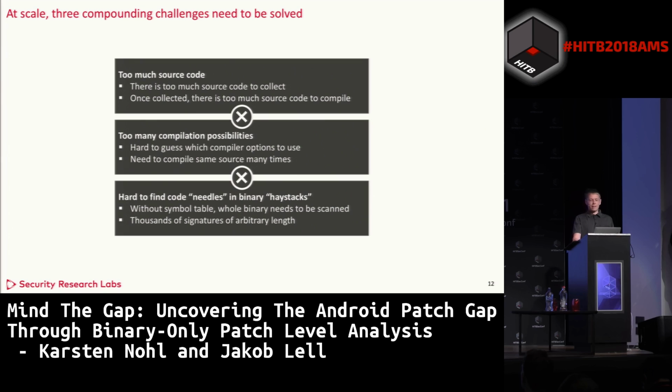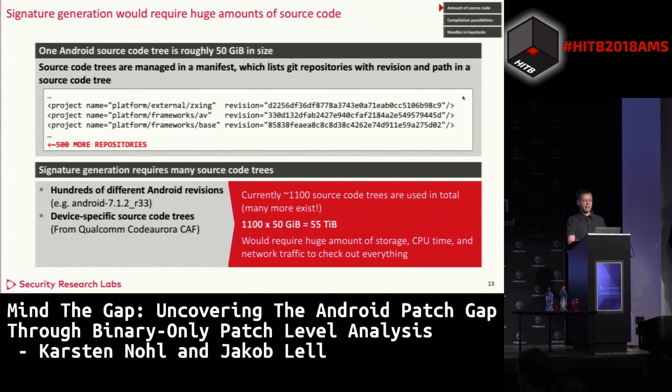So things look pretty simple in theory, but in practice it gets a little bit more complicated. We have to deal with a large amount of source code, and we have to deal with many different compiler versions and also compiler options like CPU type or optimization level. And last but not least, we will have to find the code in our device. So let's see how the Android source code is organized.